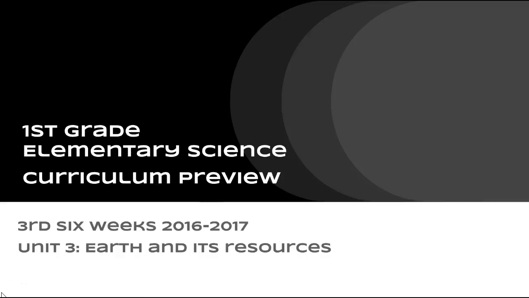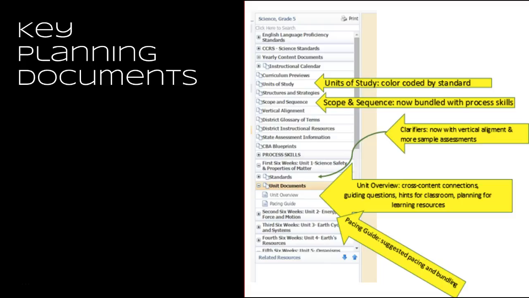And welcome to the first grade curriculum preview for elementary science. Today we're going to briefly be talking about Unit 3, Earth and its Resources for the third 6 weeks. As always, we want to have our key planning documents available when we get ready to start planning for instruction. And today we're going to refer to the pacing guide, the unit overview, and then talk a little bit about the vocabulary on the standard.